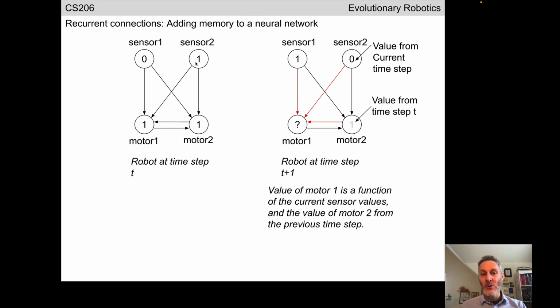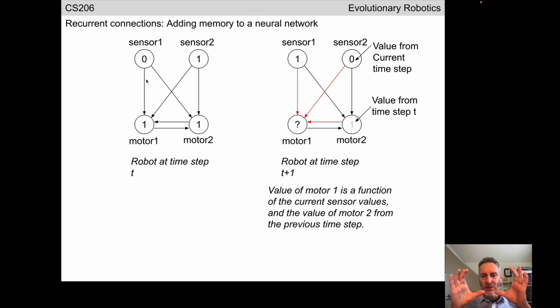Imagine now we have two sensor neurons and we have two motor neurons. As you can see here, the sensors are connected to the motor neurons, and we've now included a fifth and sixth synapse, which are recurrent connections. We're connecting the motor neuron, motor 1 to motor 2, and motor 2 to motor 1. What happens in this case?